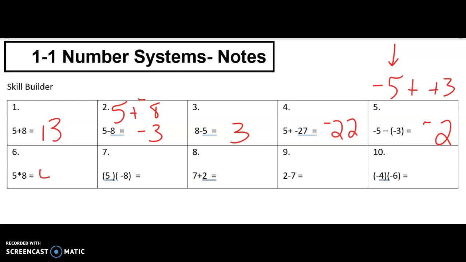5 times 8 is 40. 5 times a negative 8, a positive times a negative is a negative, so it's negative 40. Or an odd number of negatives always gives you a negative.